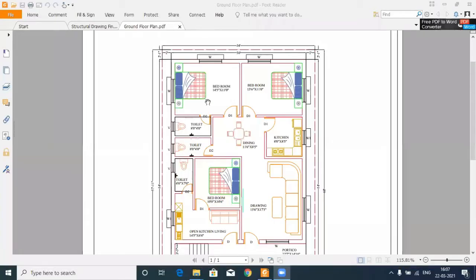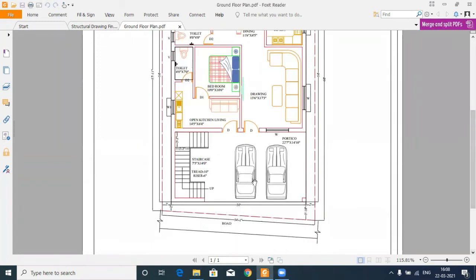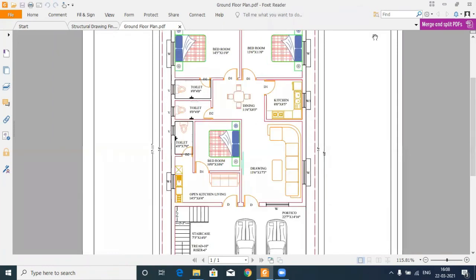So here you can see the bedroom. Here is two bedroom and two toilets, one kitchen, dining room. This is another bedroom, attached toilet, one kitchen plus living area, and this is the portico and this is the staircase. So basically this plan consists of 2 BHK and here is 1 BHK. Okay friends, this is all for ground floor. Let's move into the first floor.